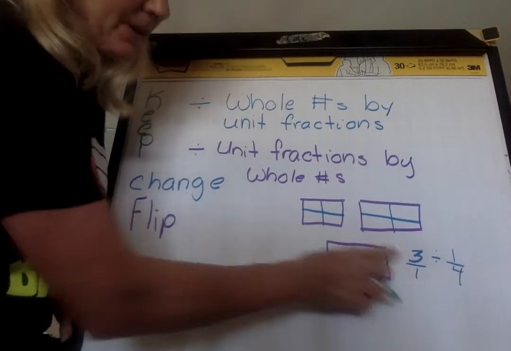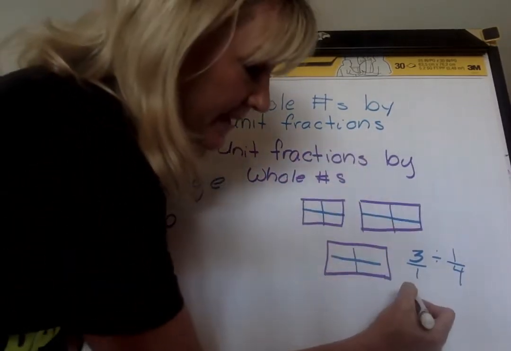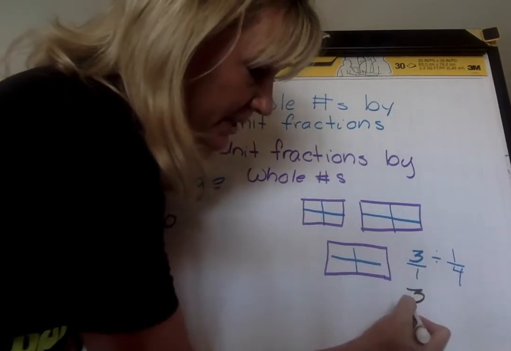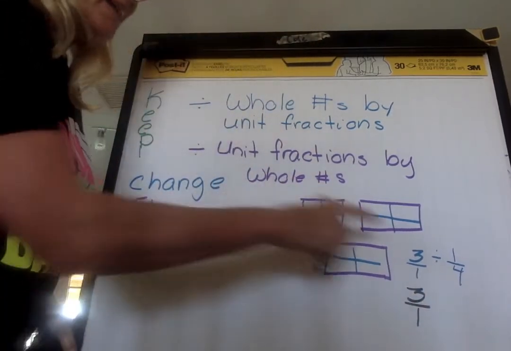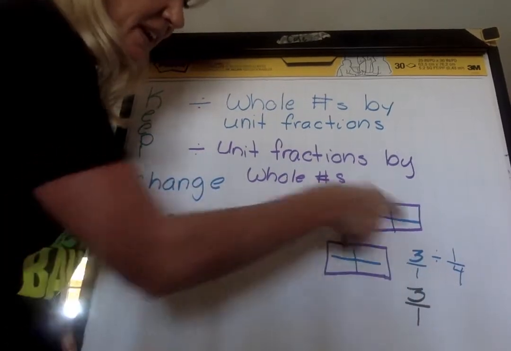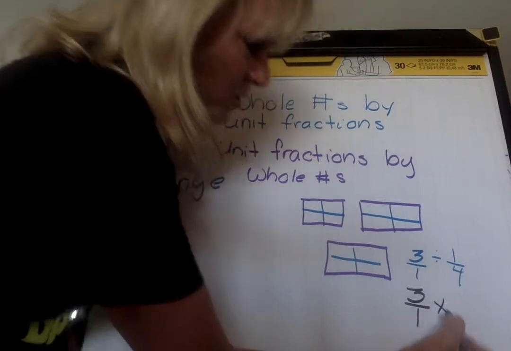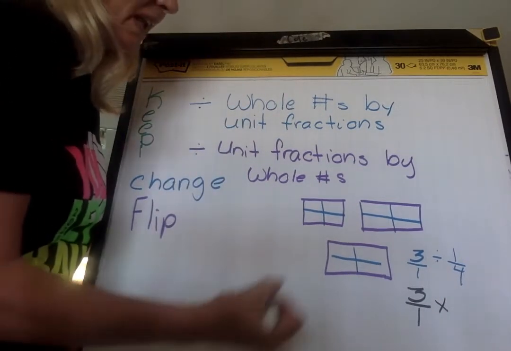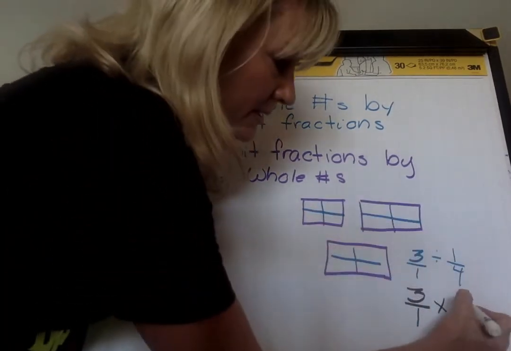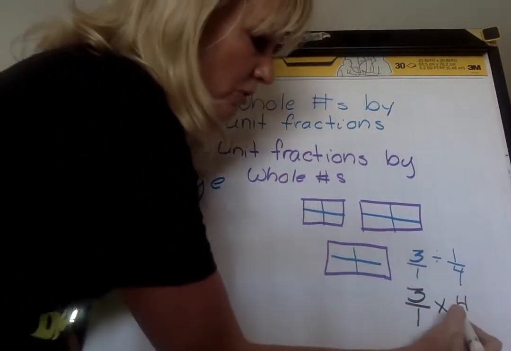I keep my 3 whole. I never did anything to the 3 whole. That's what I started with, 3. I'm going to change from division to multiplication. You can see that I did divide them up, but I got multiple pieces. So I'm going to switch to multiplication, and I'm going to flip my 1/4 to 4 over 1.